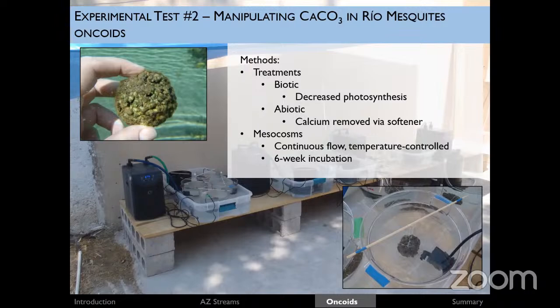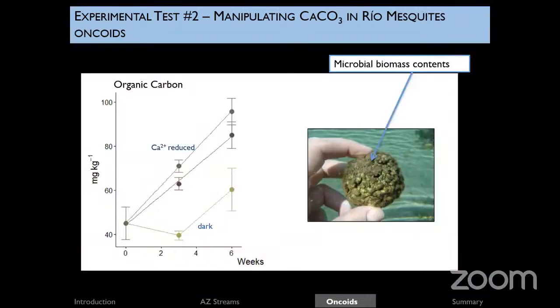This would have been a really nice experiment to run in the streams in Arizona, but it's entirely impractical at a reach scale. When you only have to soften 20 liters of water, it's a lot easier than thousands. Okay, so what did we find?